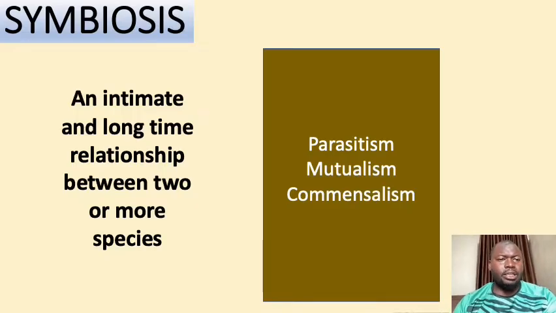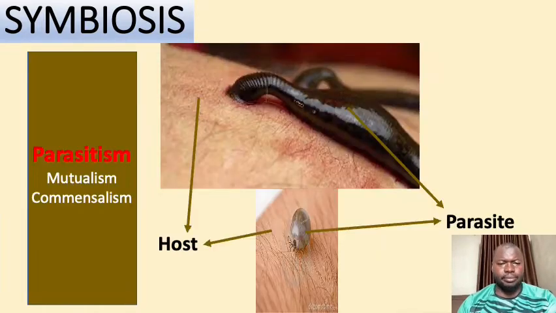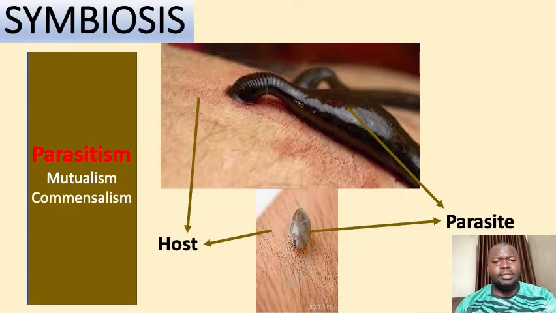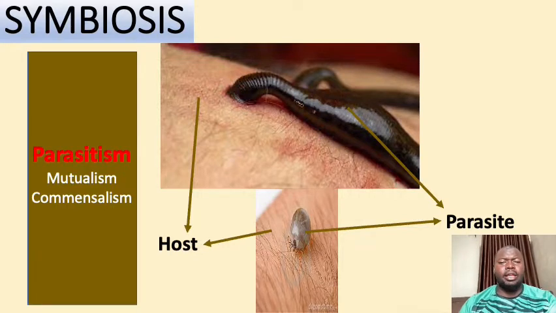Now let's look at the other type of interaction, which is symbiosis. This is a relationship between two organisms. Now there are three types of symbiosis: parasitism, mutualism, and commensalism. For parasitism, there is a host and a parasite. The parasite lives and feeds on the host.